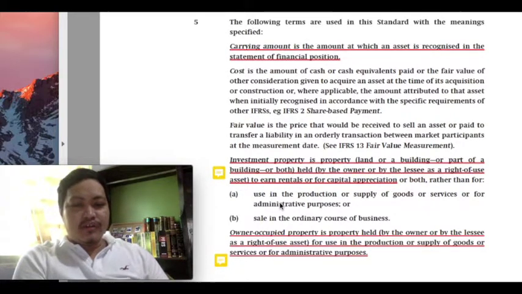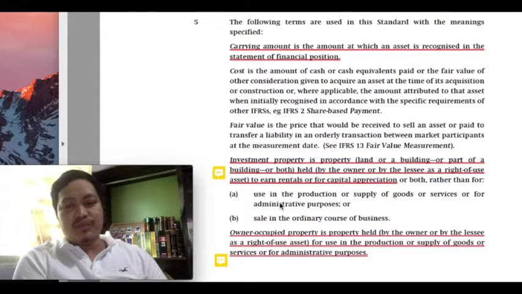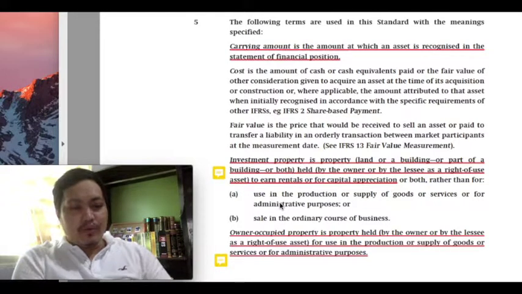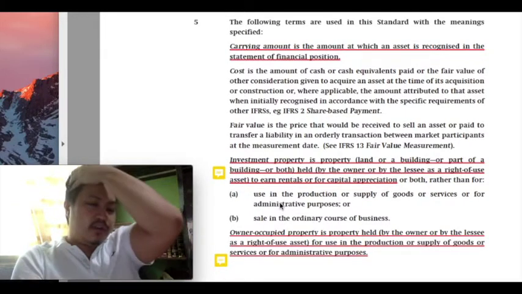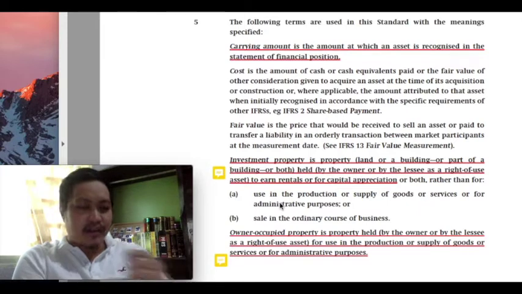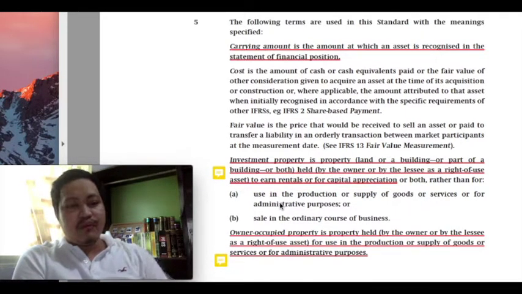It is now the owner that is using the asset for production or supply of goods or services or for administrative purposes. Okay. We need not focus so much, class, on the use of the term owner-occupied. Just understand that it will be PAS 16 that will govern if it is considered as an owner-occupied property.